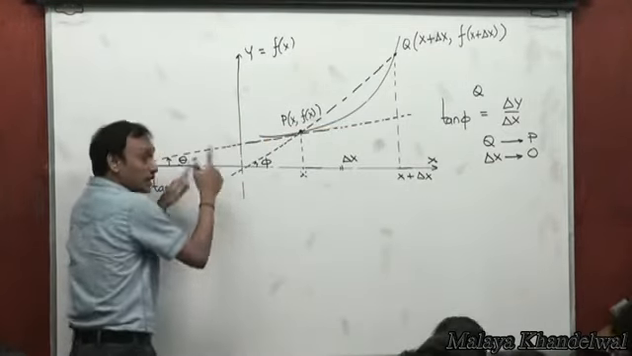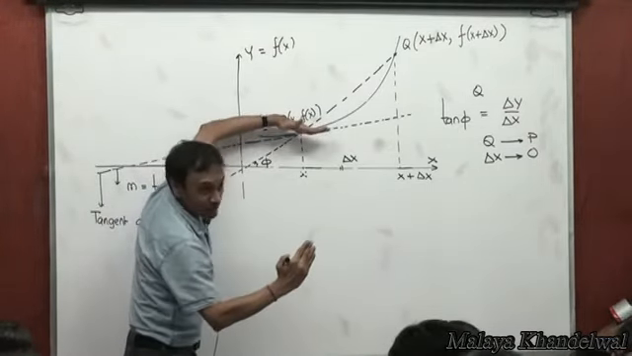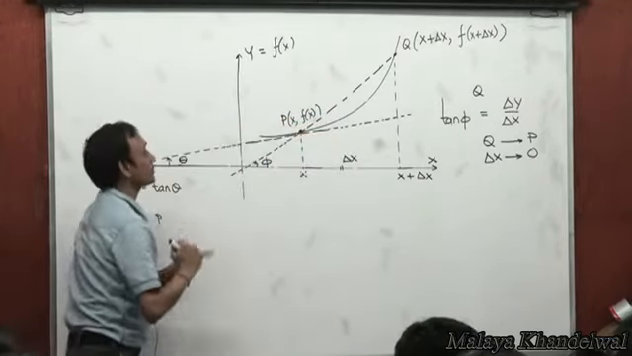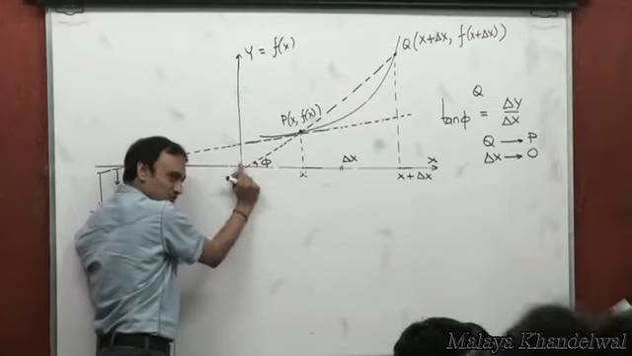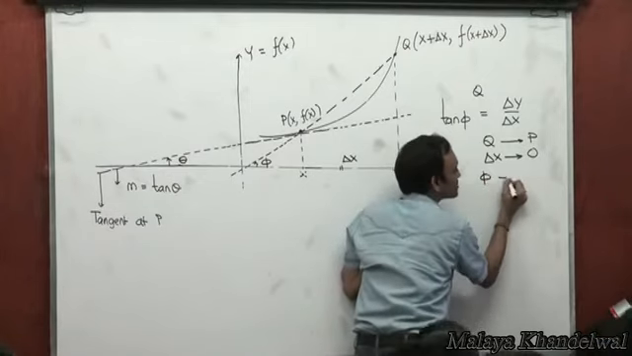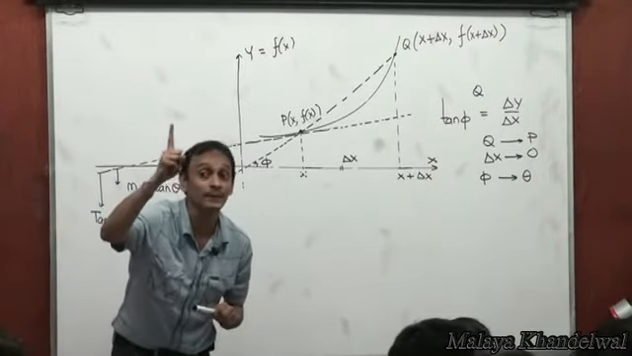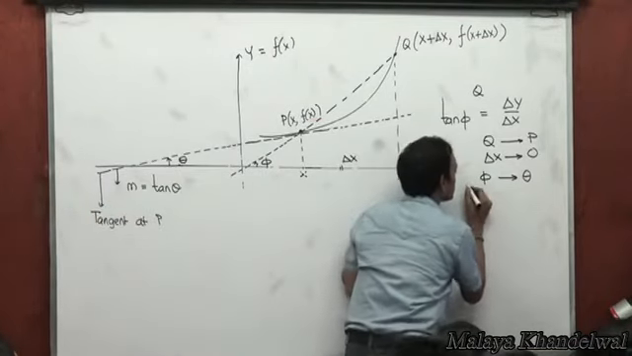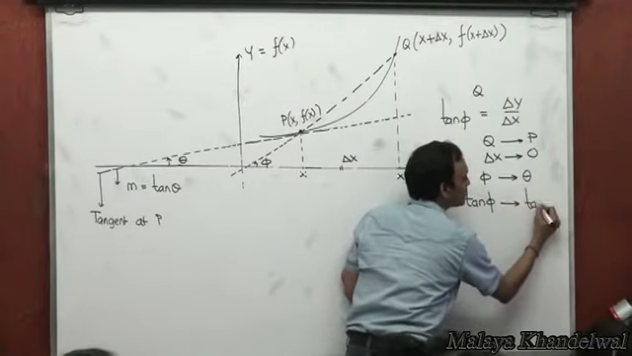That means, if the secant comes closer and closer to the tangent, the secant is gradually beginning to align itself along the tangent. That means the angle phi comes closer and closer to the angle theta. Yes or no? Right? Phi comes closer and closer to theta, where theta is such that tan theta is the slope of the tangent at P. Clear? That means tan phi is coming closer and closer to tan theta.